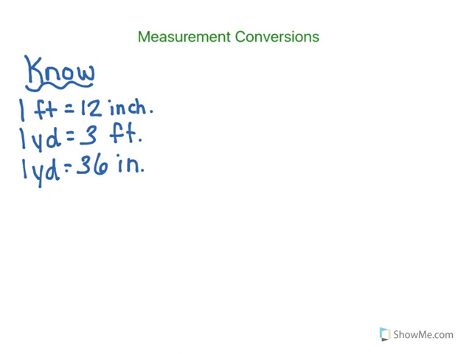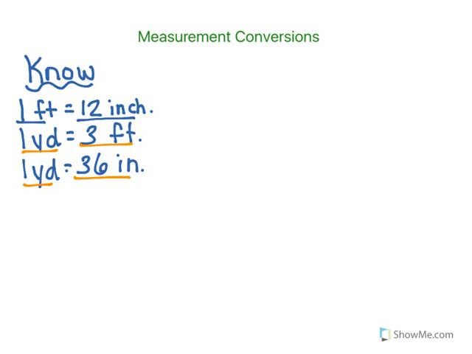And really all these are ratios. It's basically saying for every 1 foot, there are 12 inches. For every 1 yard, there are 3 feet, and for every 1 yard, there's also 36 inches.